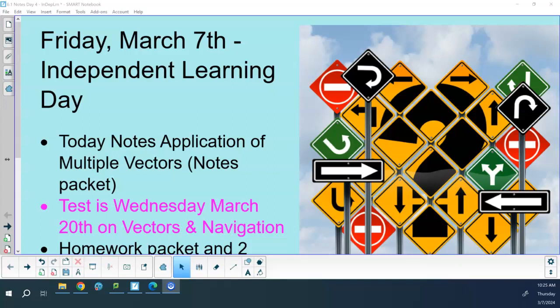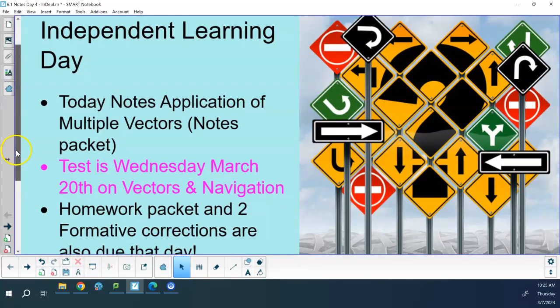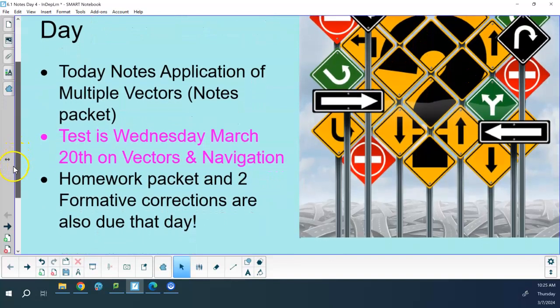Just a couple other things to note. Your test is going to be on vectors and navigation on the 20th, which is 2 Tuesdays from now. Your homework packet and the 2 formatives, the green 4.8 formative and the to be determined color on the formative that you're going to take on the 14th of March will also be collected on that day.